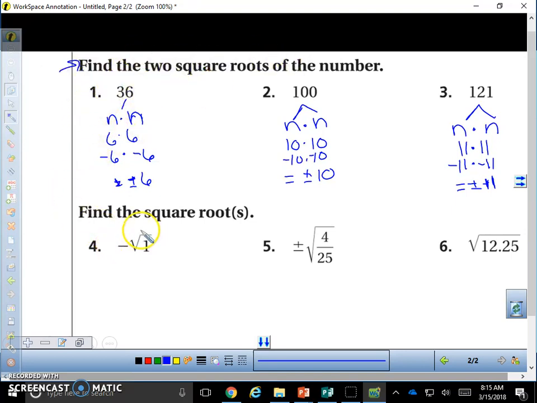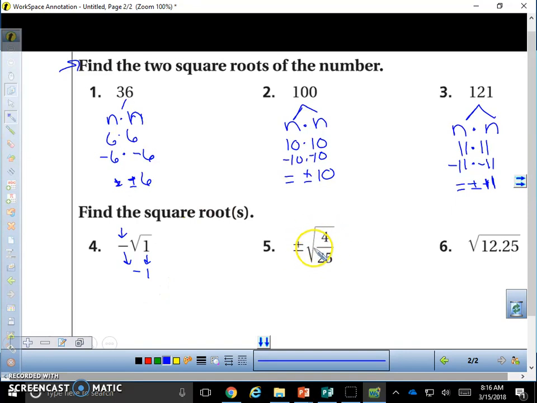Instead of writing "find the square root," we can use the symbol that says the same thing. Find the square roots, because when it's plus minus, there are 2 of them. This negative sign is outside of the square root, so this one is only going to be negative. What's the square root of 1? 1, and this negative sign only has one root because it says I have to be negative. It cannot be the positive one.